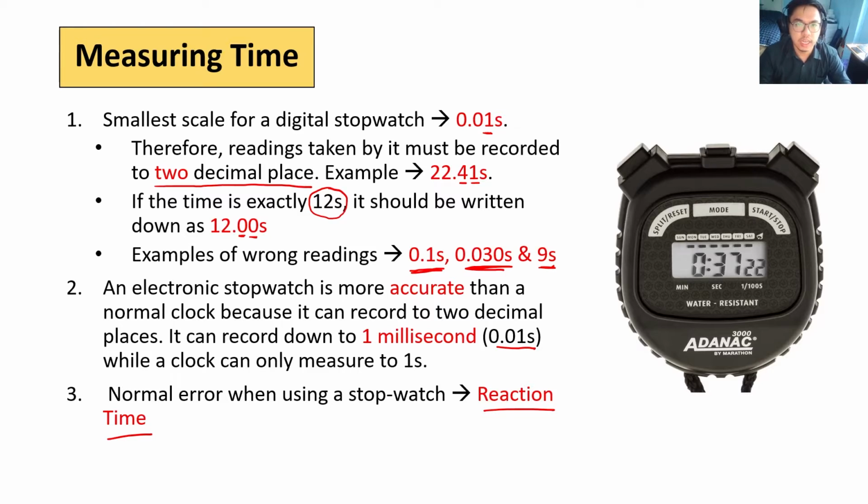So in other words, sometimes you are pressing the stopwatch too fast. Maybe you're a bit nervous or maybe you're a bit fidgety. So you stop the time or start the time too early. That is also what we call a reaction time error. Or sometimes you stop the watch or you start the watch slow. That is also a reaction time error. Okay, so that's a normal error that students normally do or humans normally do when they are trying to measure time using a stopwatch.